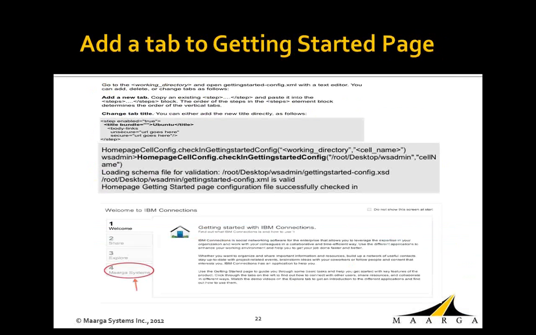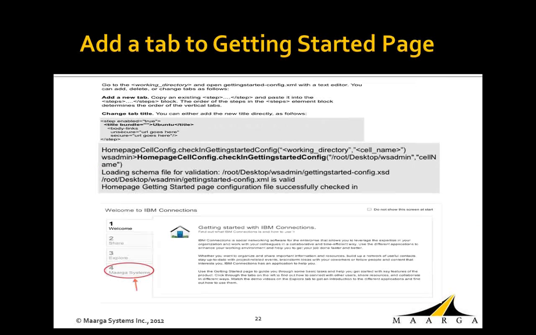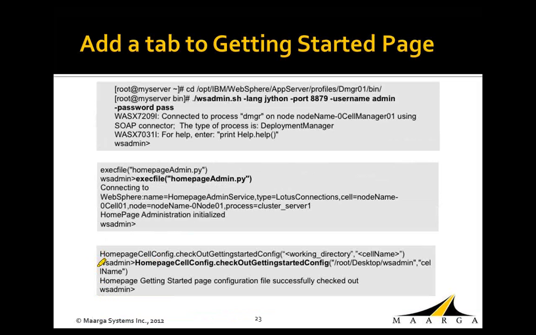So next we go ahead and add a tab on the getting started page, pretty much the one that shows Marga Systems. So how do we do that? Basically we use the wsadmin tool for this. On the terminal, we just go to the app server profiles directory and execute the homepage admin.py Python script.